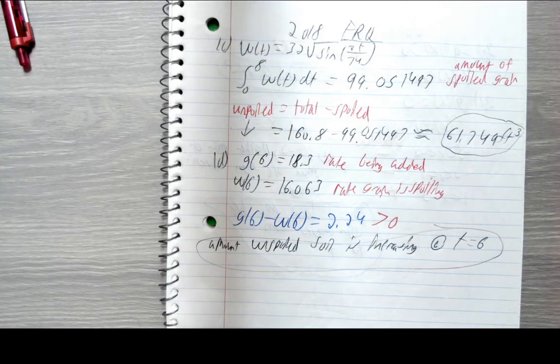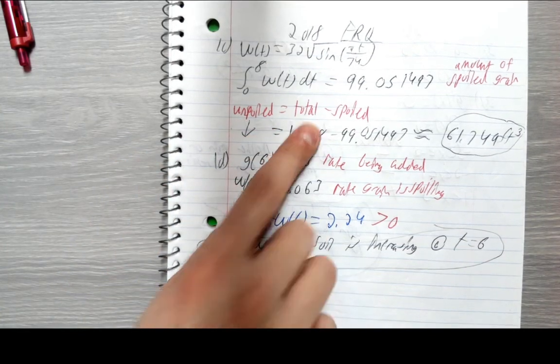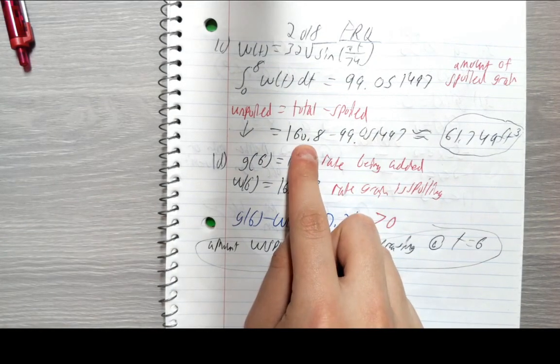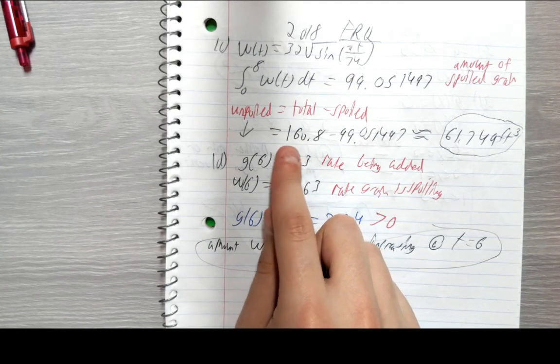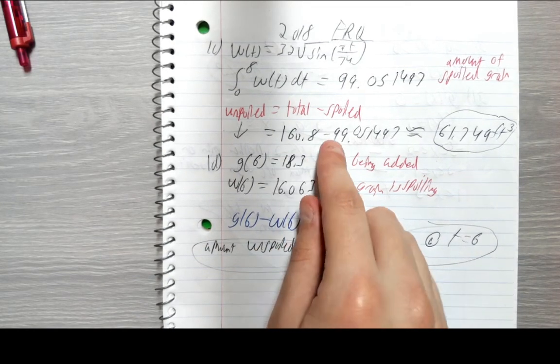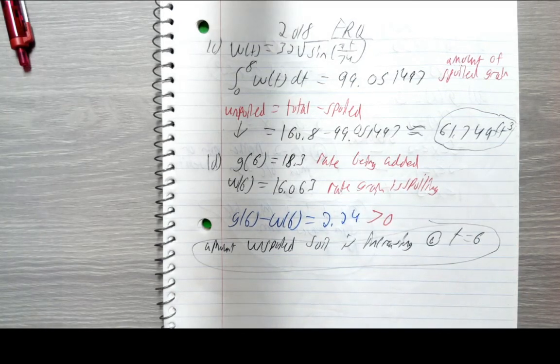Super important. Now, at the end of the day, the question wants us to approximate the amount of unspoiled grain. Well, unspoiled grain is equal to the total amount of grain in general, spoiled and unspoiled together, minus the spoiled. So your total minus your spoiled gives you the amount of unspoiled. We know the total we just got in part B. Part B we found it was 160.8. That's our estimate for the total amount of grain. So you take that total minus the amount we just found was spoiled, which is 99 point whatever. Subtract those, and that's where you get the 61.749 feet cubed.